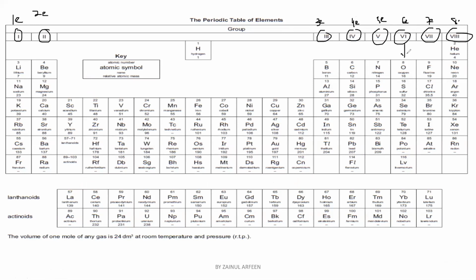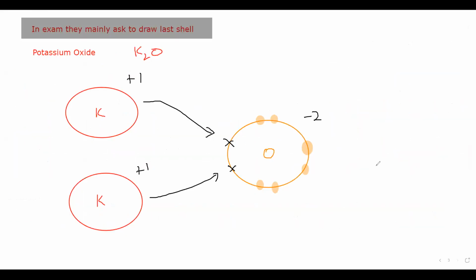So oxygen belongs to group 6. The group number shows the number of electrons in the last shell. Is it clear? So in the exam, you don't have to draw the full structure, only the last shell. So I'm giving more examples related to drawing the ionic structure.